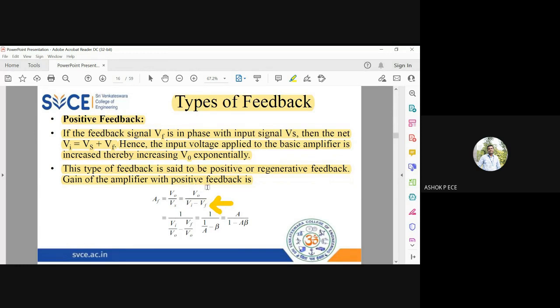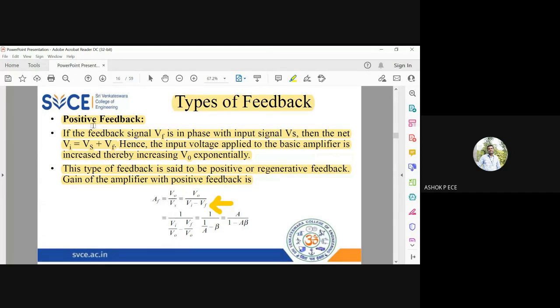Now divide the numerator and denominator by V naught. In the numerator, V naught by V naught will be 1. In the denominator, Vi by V naught is 1 by A, minus Vf by V naught, which is beta. If you take the LCM and simplify, you will get the answer as A by 1 minus A beta.